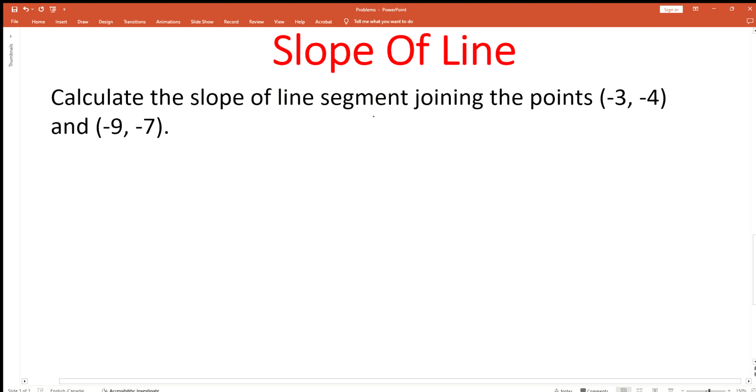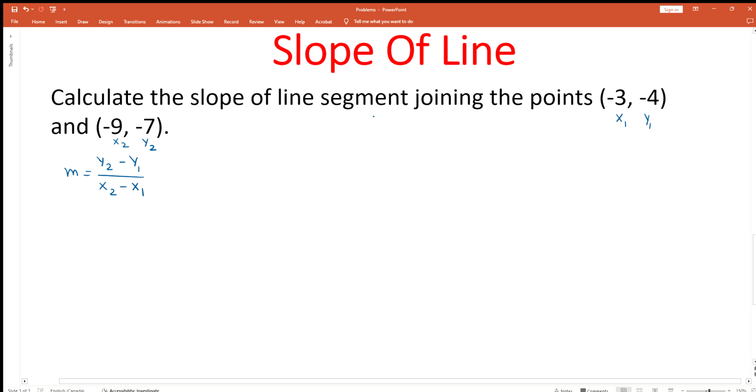The slope formula is m equals y2 minus y1 over x2 minus x1. In this formula, x1, x2, y1 and y2 are coordinates of 2 points that lie on the line segment. We are given 2 points that lie on the line segment. We can label one of them as x1, y1 and the other one as x2, y2. We can label either point as x1, y1 and the other point as x2, y2. The final answer will be the same.